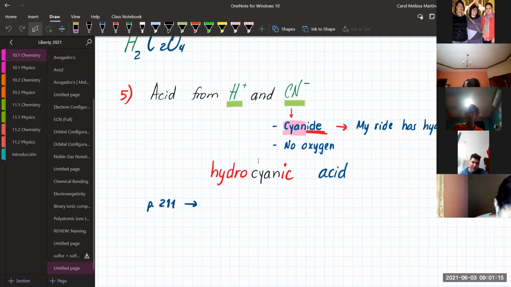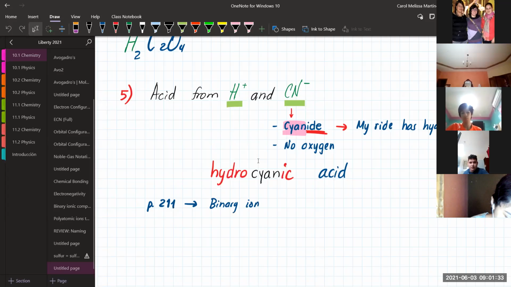Here it says naming binary ionic compounds. On page 211, you have to do the practice for binary ionic. Why? Because in the next quiz, it's most likely that I will evaluate all the topics at the same time, which means that you need to review all of it. So I want you to begin by practicing with the pages that I'm going to mention today.